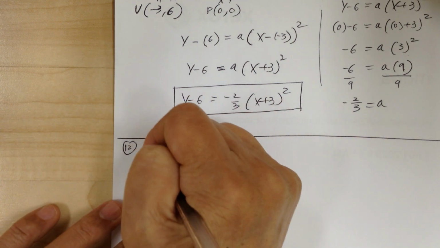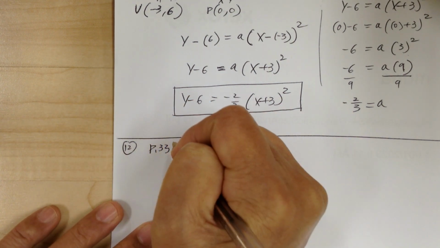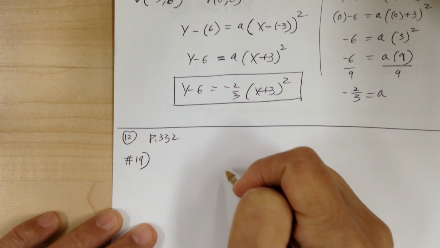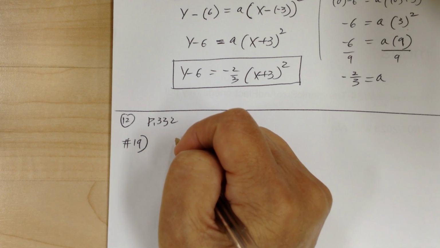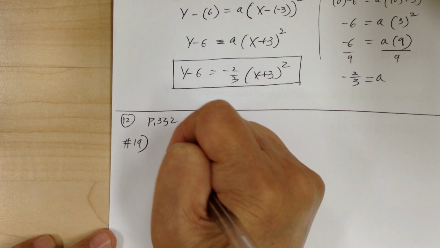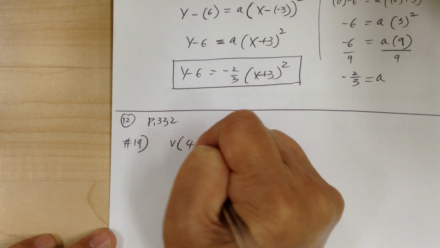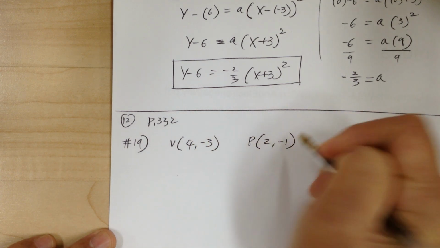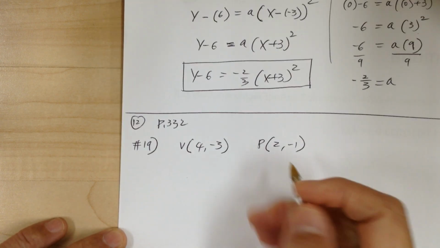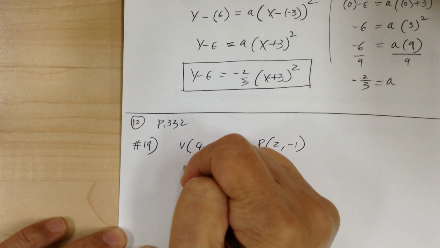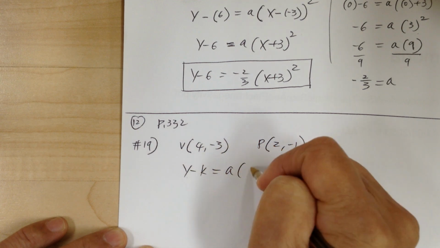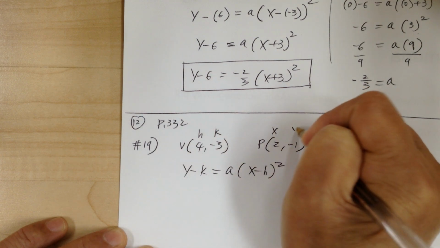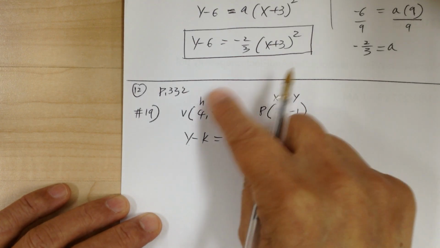Okay, so this is the same page, same type of problem. And this one, we're going to do number 19. So number 19, again, your vertex is at 4, negative 3, and the point is 2, negative 1. So same type of problem. Okay. So again, you have y minus k equal to a times x minus h squared. So that's your h and k, and that's your x and the y. Okay, so put things in here.